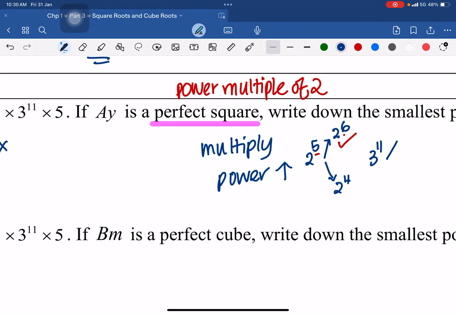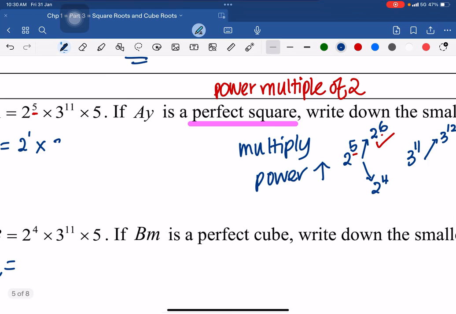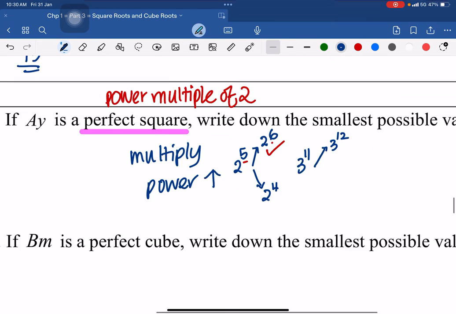Now, I need to increase my power. So in this case, I'm not going to consider a decrease. So I have to increase my power. So it needs to become 3 to the power of 12. So I need one more factor of 3 to the power 1 to make it become 3 to the power 12.